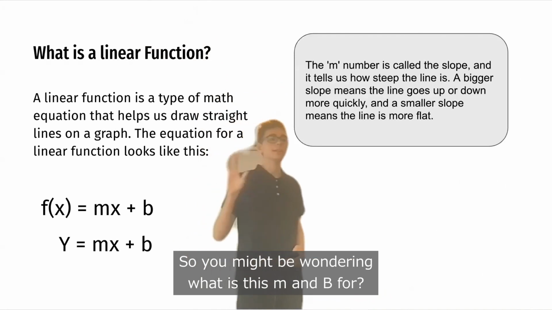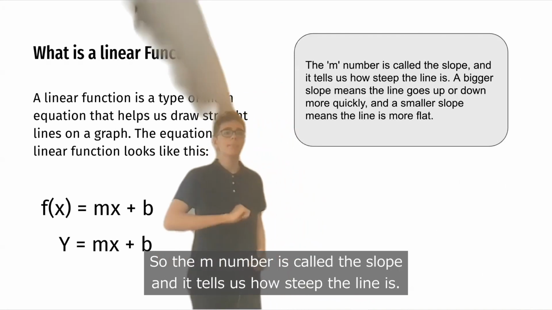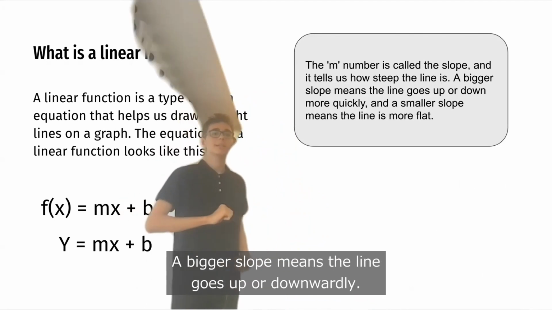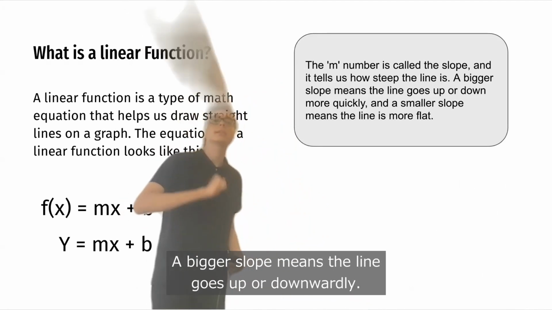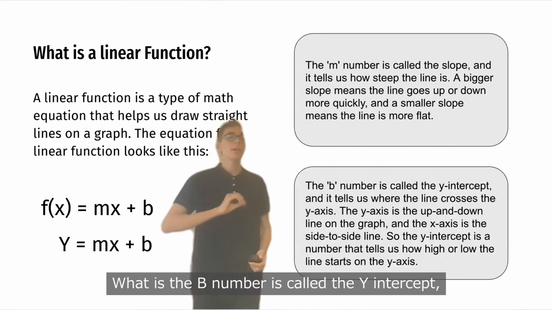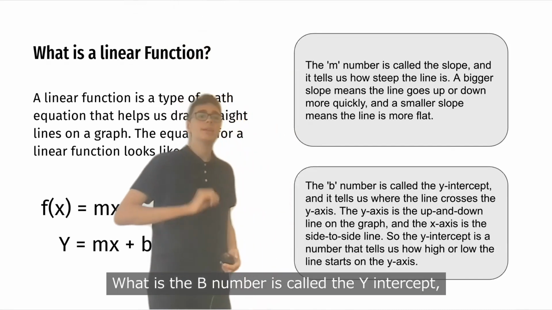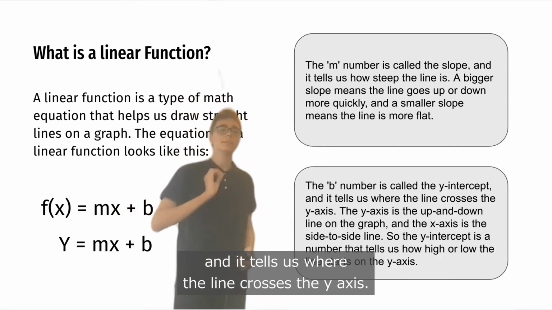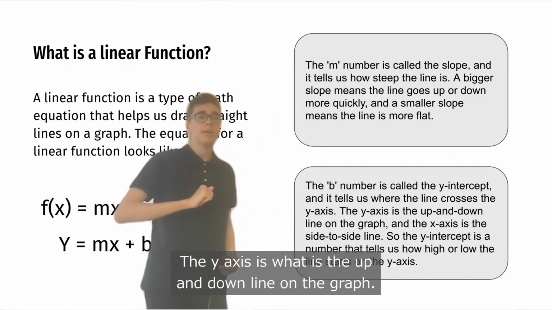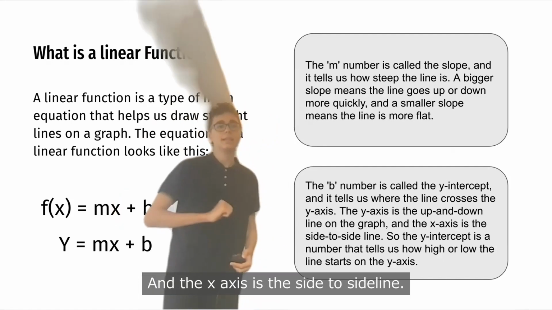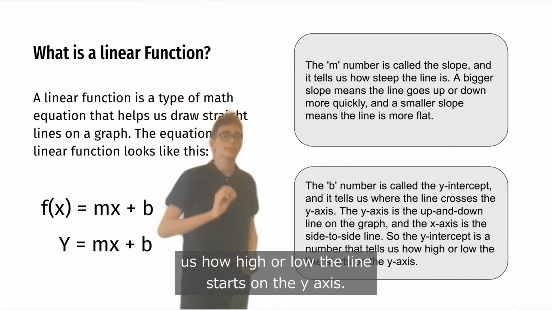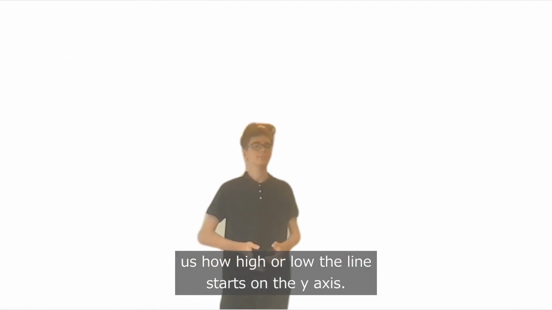So you might be wondering, what are this m and b for? The m number is called the slope, and it tells us how steep the line is. A bigger slope means the line goes up or down more quickly. A smaller slope means the line is more flat. What is the b? The b number is called the y-intercept, and it tells us where the line crosses the y-axis. The y-axis is the up and down line on the graph, and the x-axis is the side-to-side line. So the y-intercept is a number that tells us how high or low the line starts on the y-axis.